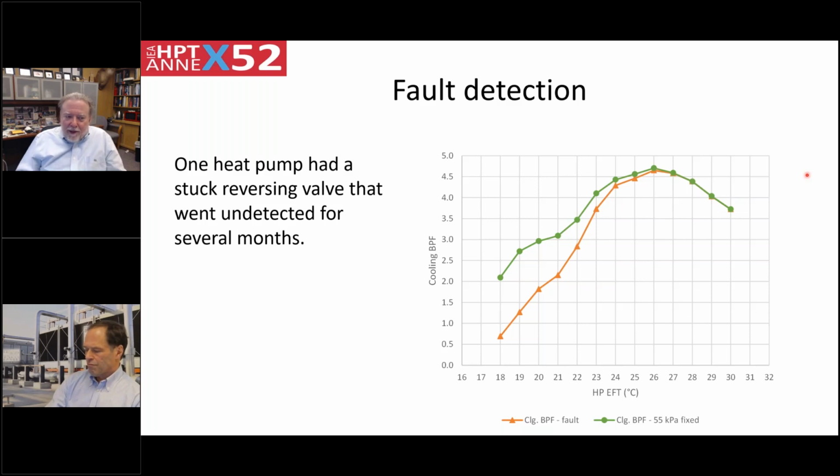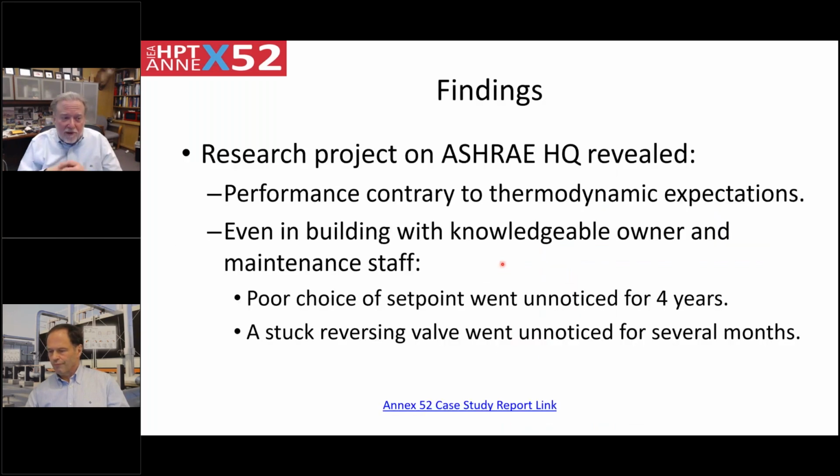We also found that there was one heat pump that partway through operation developed a stuck reversing valve. The reversing valve changes the operation from heating to cooling. These are cooling performance factors versus the heat pump entering fluid temperature. And as you can see, this orange line is when there was a fault, when this reversing valve was stuck. And the performance factors were quite low for the whole system because that heat pump was operating all the time. And this is better when it was working. One of the reasons it wasn't noticed is because it was in a stairwell, and I think people don't expect to be very comfortable in stairwells.